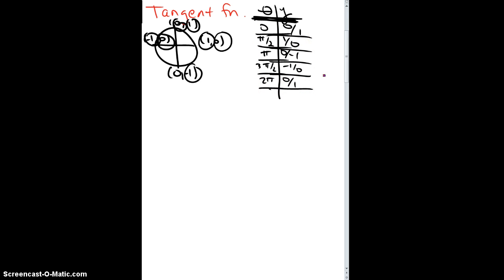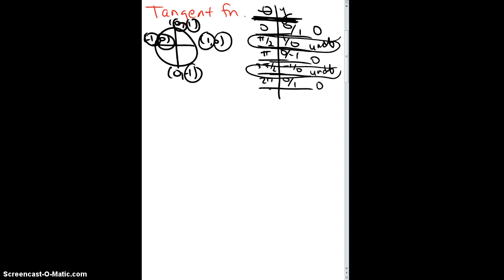It does give me that this is 0, this is undefined, this is 0, this is undefined, and this is 0. So I do at least know where my asymptotes are. So right here would be an asymptote, and right here. But to graph it accurately, other than points at 0, I have no idea what this graph looks like.